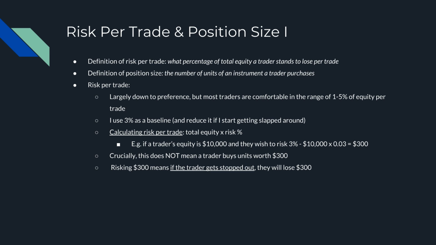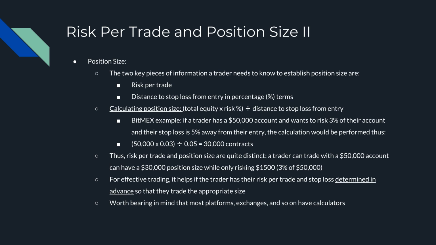Crucially, this does not mean a trader buys units worth $300, okay? So if you're on BitMEX, for example, and you have a $10,000 account wanting to risk 3%, that doesn't mean you buy 300 contracts, right? Risking 3% means that if your stop loss gets hit, you will lose $300. So $300 are at risk, and that risk is defined by your stop loss. If that isn't clear, it certainly will be in the next slide.